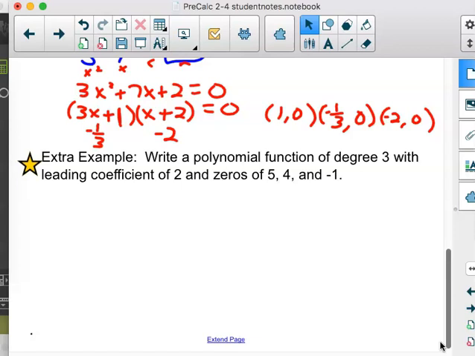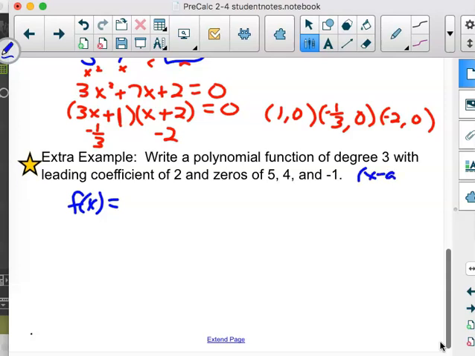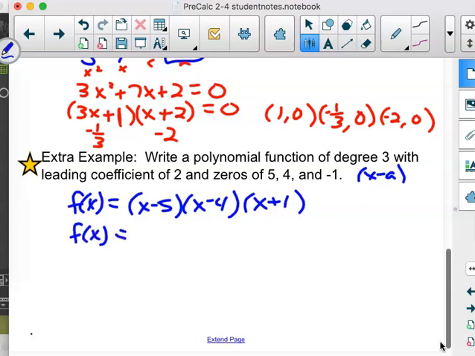What we know is they want a polynomial function, so we're definitely going to name that with function notation. We're going to think about the fact that all of those zeros came as linear factors, so it must have been x minus 5, x minus 4, and x plus 1 that were the factors. That's the only way you'd get 5, 4, and negative 1 out. And then we'd multiply this out.